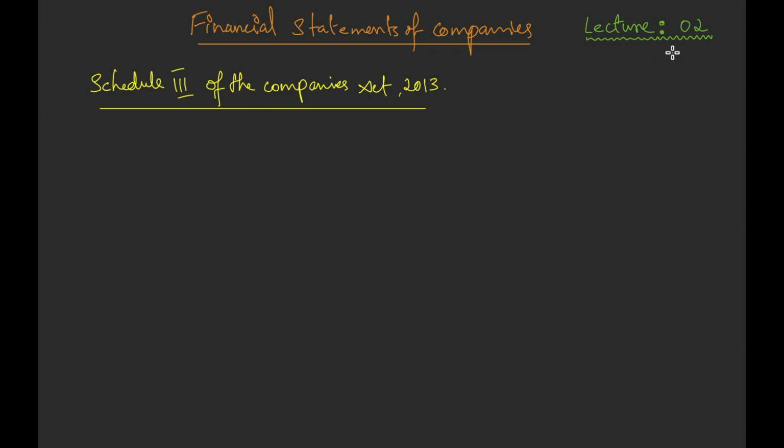This is the second lecture of the chapter Financial Statements of Companies. In this lecture, we will learn the format for the balance sheet as well as the profit and loss account, or statement of profit and loss, prescribed under Schedule 3 of the Companies Act 2013.